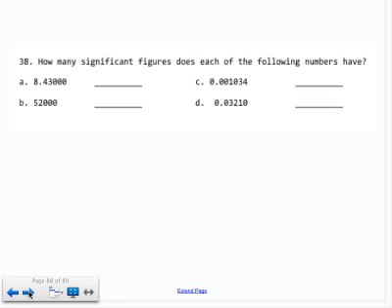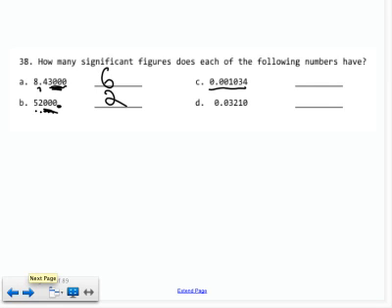Counting significant figures. Okay, so the first one here, we've got 8.43000. So do these zeros count? They count because they are trailing zeros after that decimal. So this has a total of 6. 52000. Do these zeros count? They do not, because there's no decimal point over here, so this number only has 2.